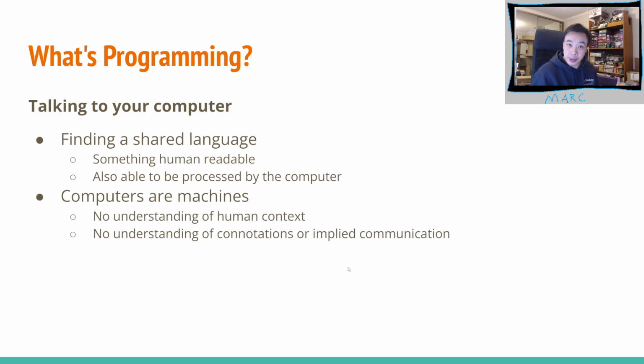So what is programming? I have said the term programming, and I've said that we're going to be doing it, but I have not really defined exactly what that is. You may have heard a lot about it before, but for anyone who is not familiar with it, I want to talk through some of the basics.